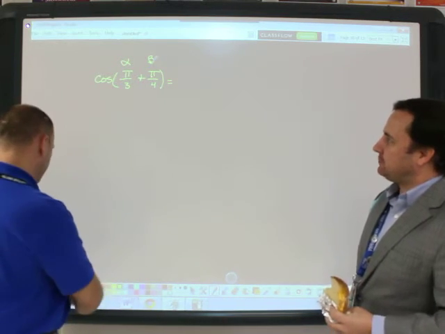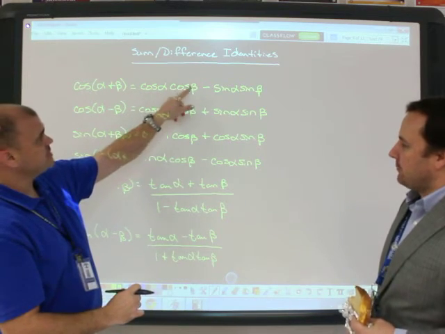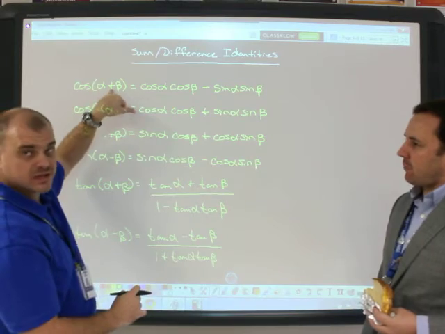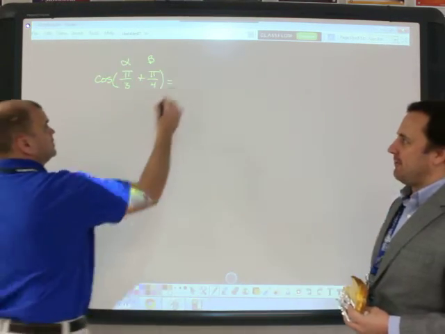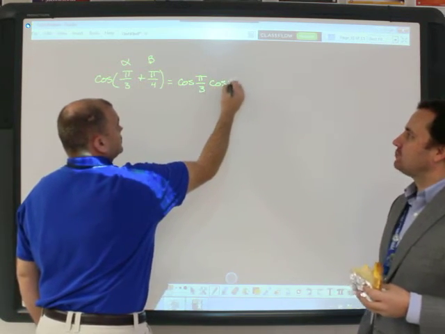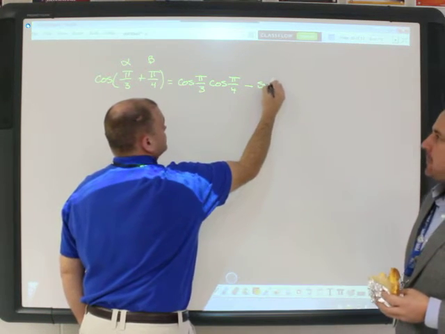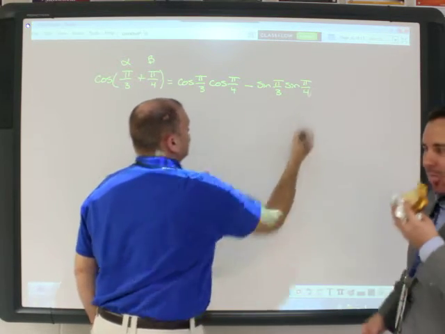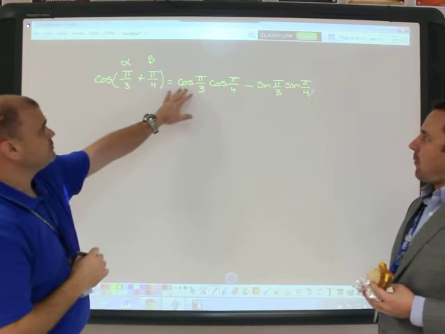Now if you remember, we said the cosine of alpha plus beta is cosine alpha, cosine beta, minus sine alpha, sine beta. So when we're adding in cosine, we're subtracting on the right side. And it's cosine, cosine, sine, sine. That's right. So it's the cosine of pi over 3 times the cosine of pi over 4 minus the sine of pi over 3 times the sine of pi over 4. Okay? So that is how we would write all of that out.